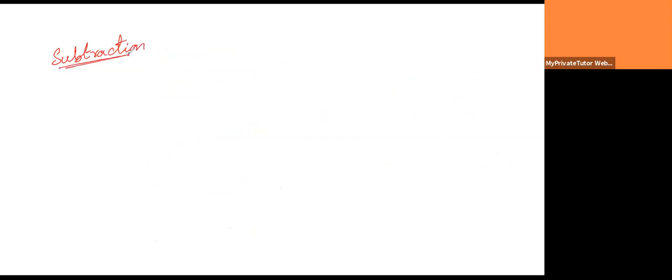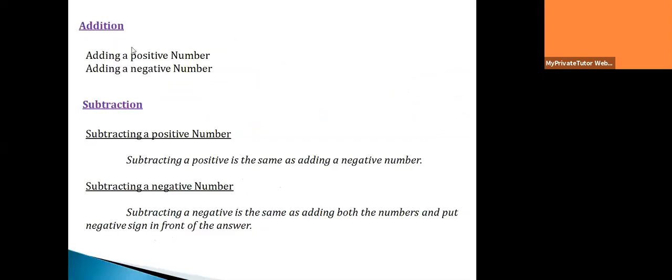In subtraction, we have two things. Let me share the PPT first. You can see that in addition, I haven't given any examples here. In addition of a positive number, for example, one number is 4, another number is 9. This is the original number. We are adding a positive number to that, so it's straightforward.